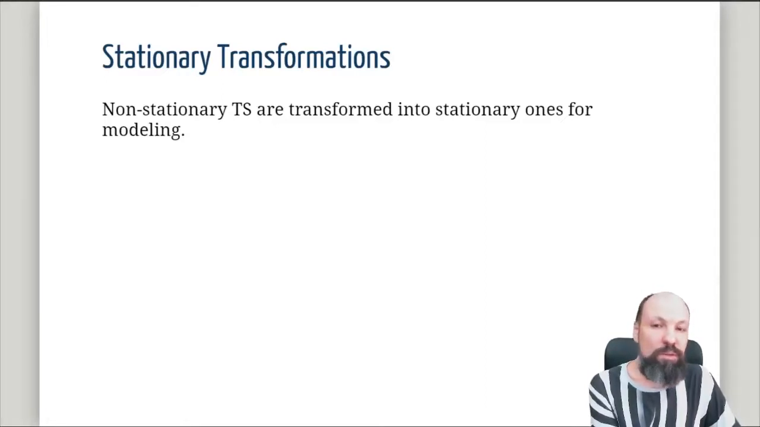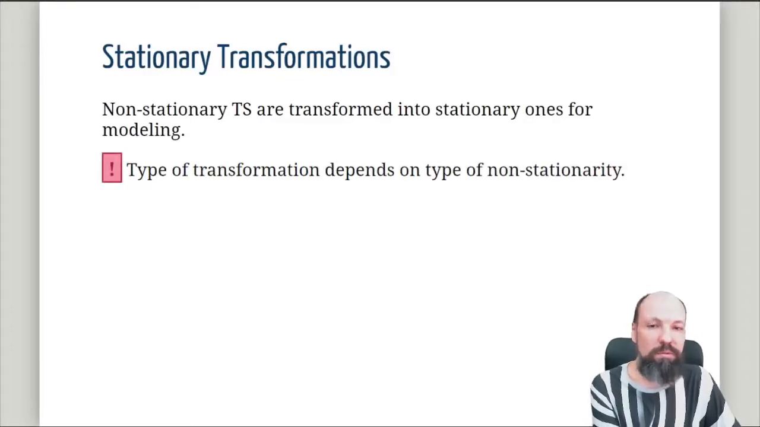So we'll have to transform our data from being non-stationary to stationary ones to be able to model them, at least to apply the models that require stationarity. And what transformation should be chosen really depends on the type of non-stationarity. So some types of non-stationarity cannot be killed by any transformations. They can only be accounted for in models, inside the models.